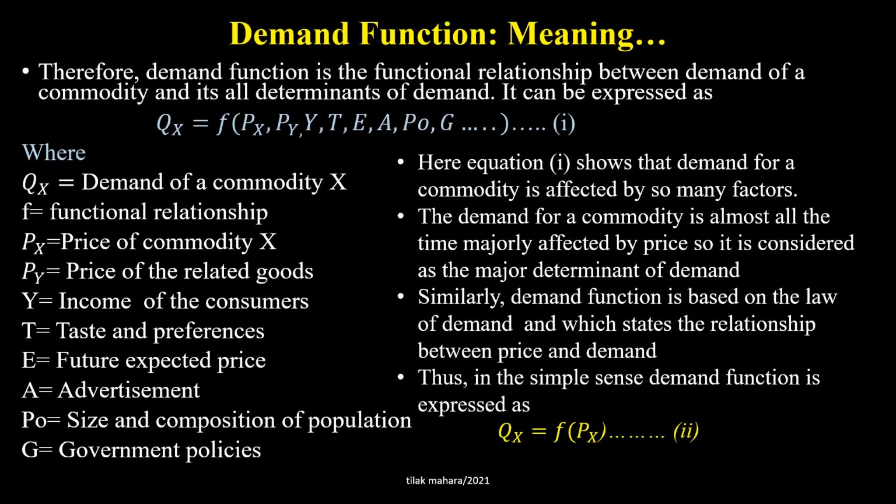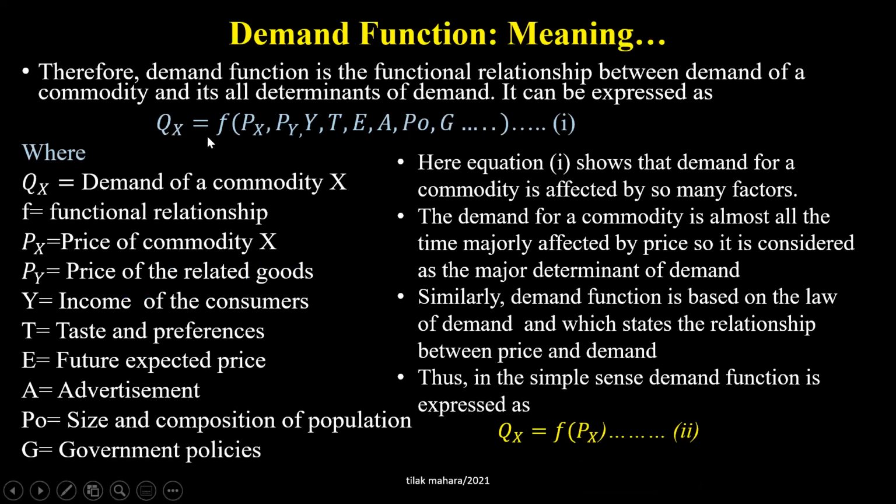Therefore, demand function can be defined as the functional relationship between demand of a commodity and all its determinants of demand. And in the mathematical or functional form, it can be expressed as Qx equals function of Px, Py, Y, T, E, and so on. So these are the short forms of determinants of demand.